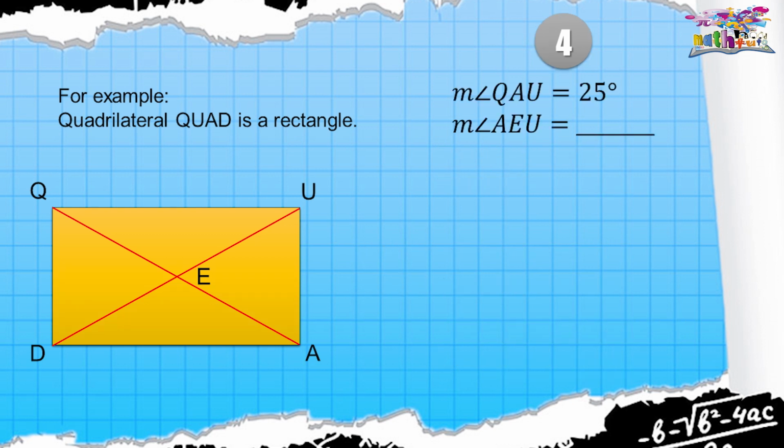Let us have a little complex problem still in rectangle QUAD. Angles QAU and AEU are two angles of triangle.